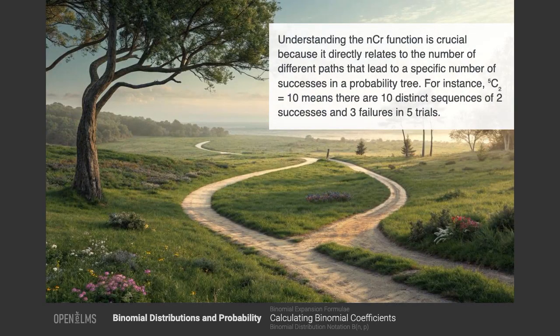Understanding the nCr function is crucial because it directly relates to the number of different paths that lead to a specific number of successes in a probability tree. For instance, 5C2 equals 10 means there are 10 distinct sequences of 2 successes and 3 failures in 5 trials.